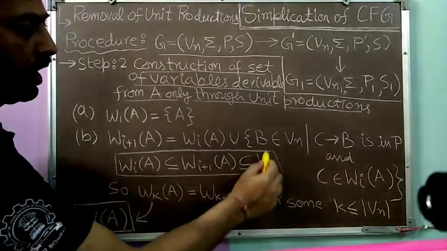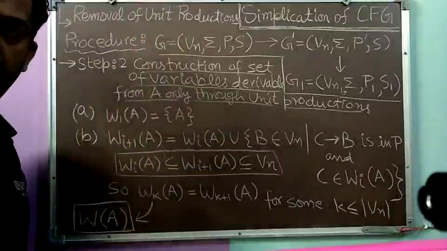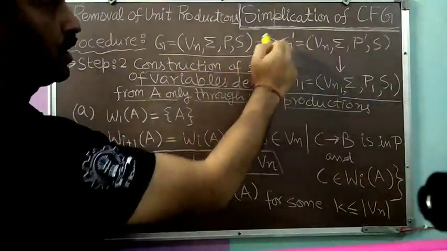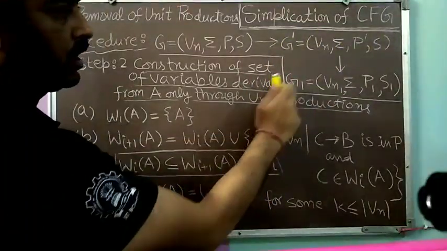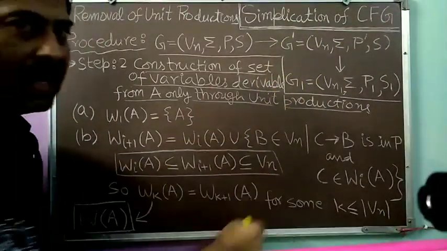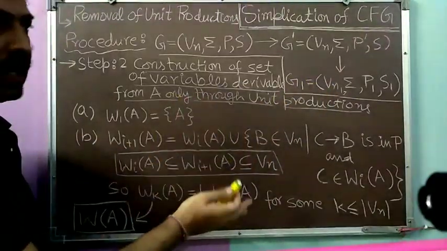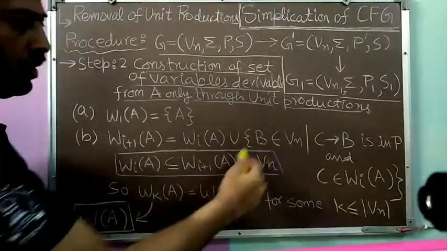Now here I have written Vn. If we are working with the original grammar G, there is no null production present, so it will be Vn. If we have converted it to G dash, then also it will be Vn. If we have converted it to G1, then it will be Vn1. So whatever grammar is under consideration in this step 2, we have to take variables from that, and it will be a subset of that.